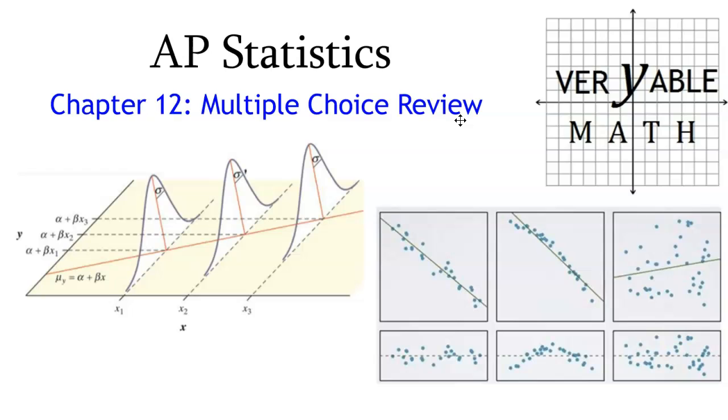You probably noticed that the Chapter 12 multiple choice is much shorter than the other chapters. There's only 11 questions, and that's because we don't really go too much in depth with the transformations to achieve linearity that happens in section 12.2. Most of the questions on the AP exam don't really deal with that. As a matter of fact, I'd be hard pressed to remember one. So here we're just going to be talking about inference on linear regression.